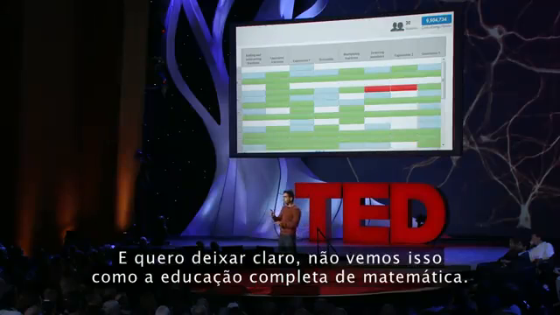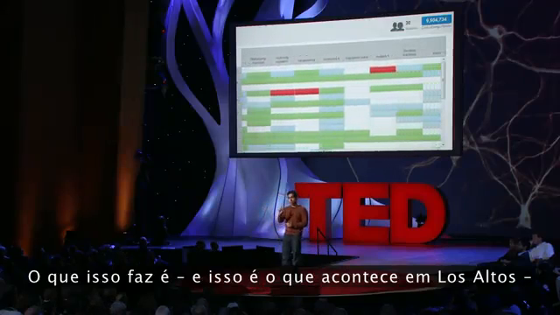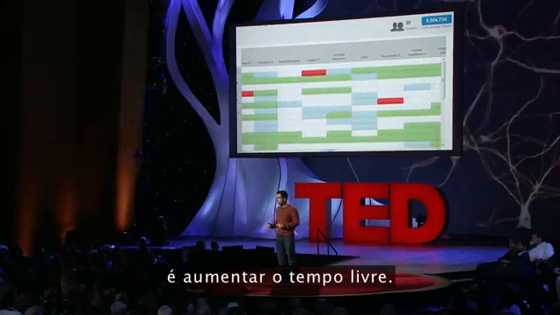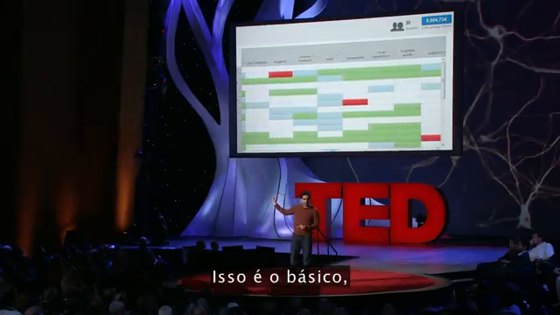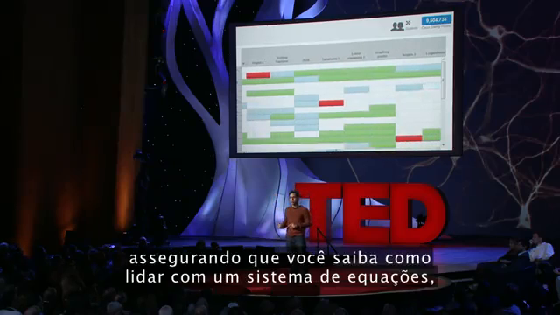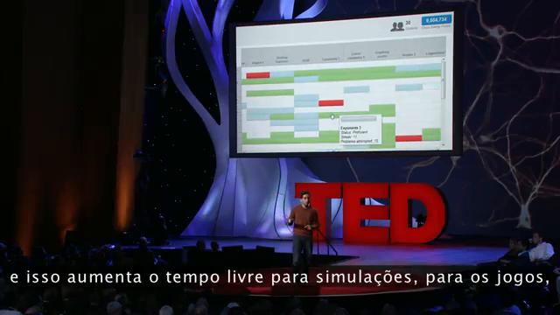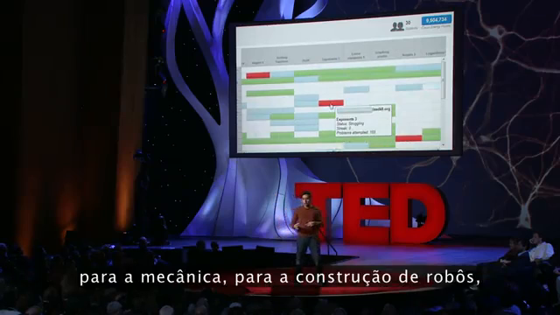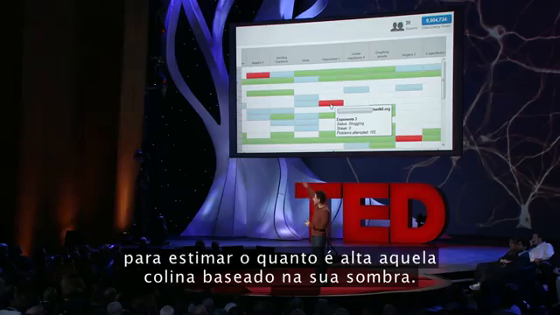And I want to make it clear, we don't view this as the complete math education. What it does, and this is what's happening in Los Altos, is free up time. This is the blocking and tackling, making sure you know how to do a system of equations, and it frees up time for the simulations, for the games, for the mechanics, for the robot building, for estimating how high that hill is based on its shadow.